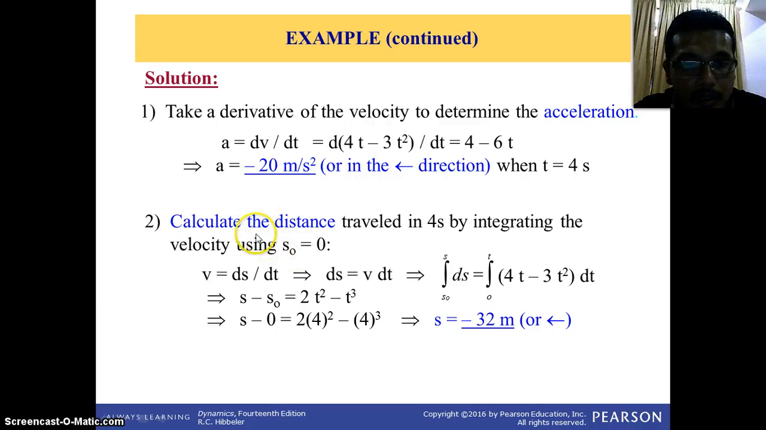To calculate the distance, we integrate the velocity, 40 minus 3t squared. Since we are integrating the velocity, we get the distance. What we get is 40t minus t cubed. Substituting 4 seconds into the equation, we get 96. So s is equal to 96 meters, to the right.